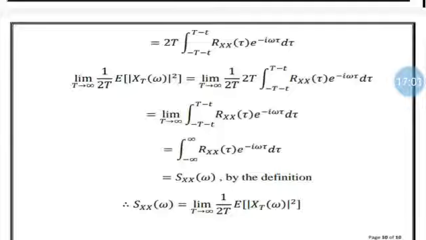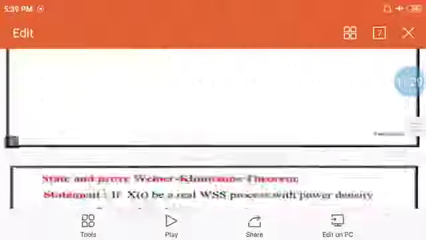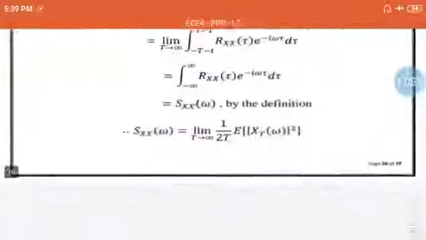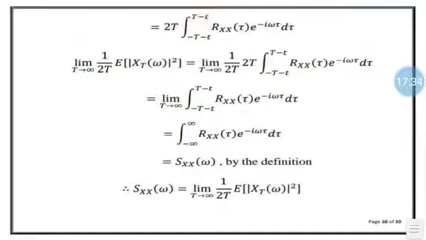By the definition, the integral from minus infinity to infinity of Rxx(tau) into e power minus j omega tau d tau is the formula for power spectral density. Therefore, it is equal to Sxx(omega). Therefore, Sxx(omega) equals the left hand side value, the limit T tends to infinity of 1 by 2T into the expected value of the modulus of X_T(omega) the whole square. Therefore, hence the Wiener-Khinchin theorem is proved. Thank you.